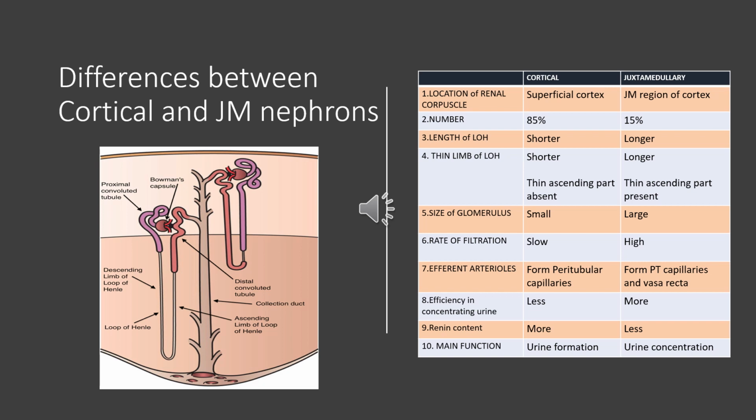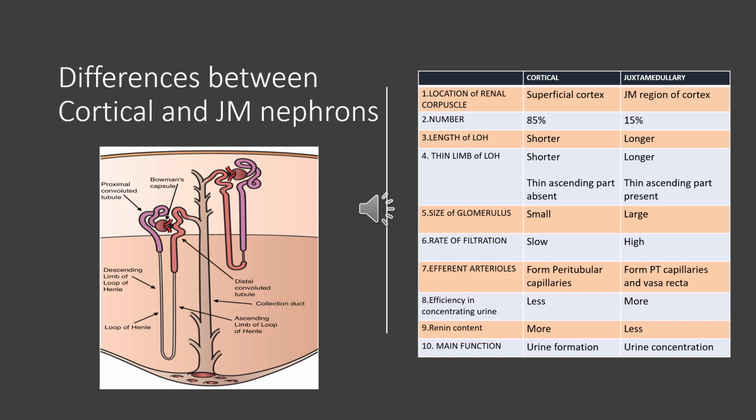There are many differences between the cortical and juxtamedullary nephrons. Let us consider them one by one. First one is the location of renal corpuscles that we have just discussed. That is, the cortical nephrons have their renal corpuscle in the superficial cortex, and juxtamedullary nephrons have their renal corpuscles in the inner cortex or nearer to the corticomedullary junction. About 85% of the total nephrons are cortical nephrons and 15% are juxtamedullary nephrons. The length of the loop of Henle is shorter for cortical nephrons and longer for juxtamedullary nephrons.